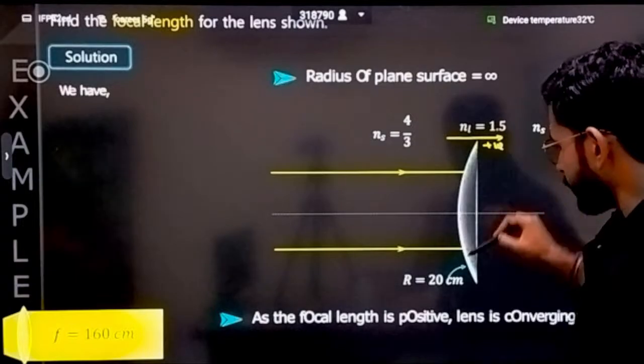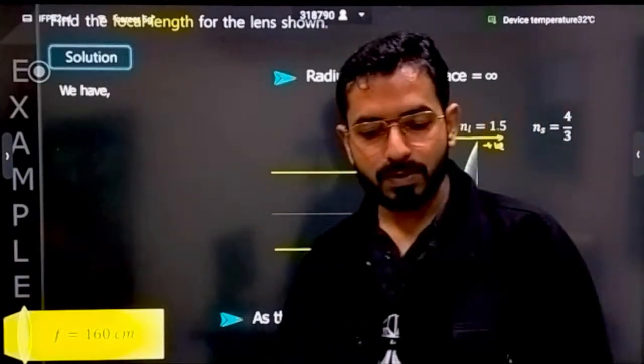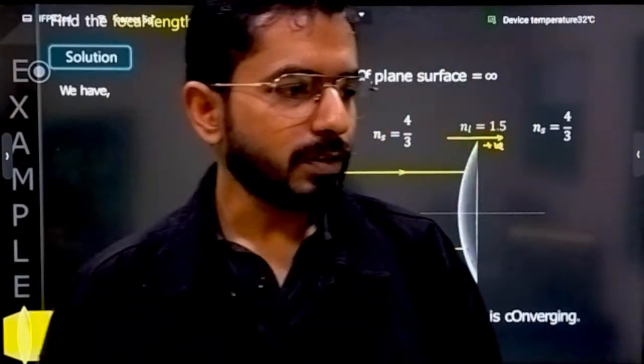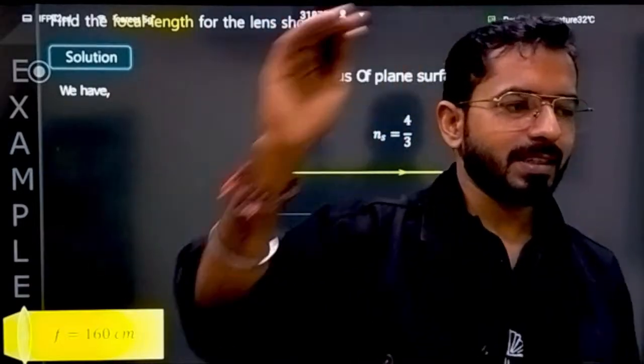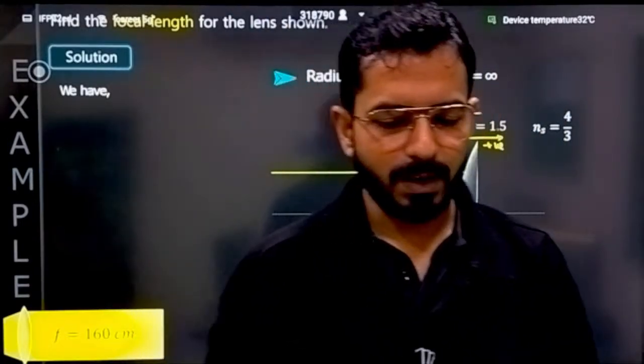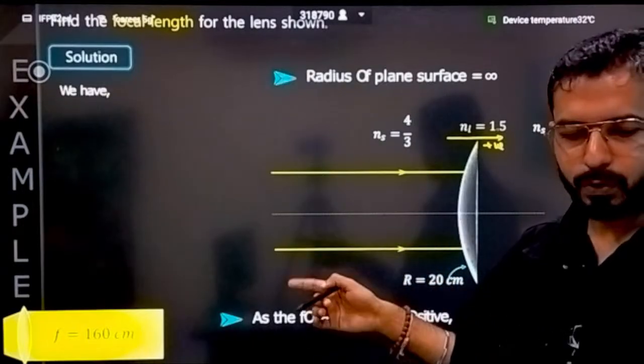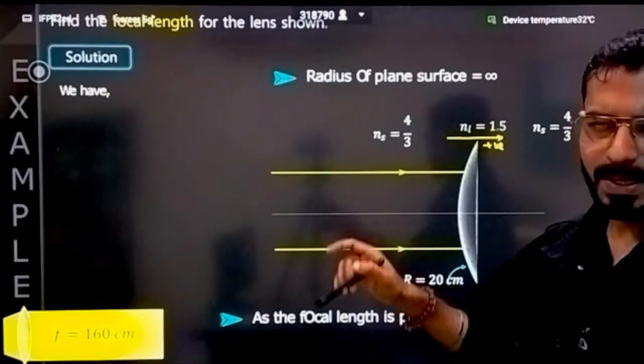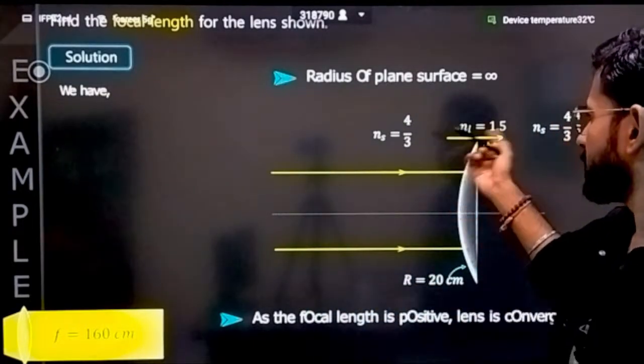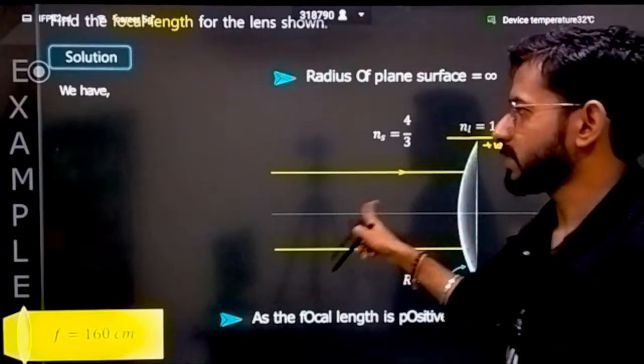But what about this plane surface? What is the radius of curvature of a plane surface? We take it as infinite, because we assume that at some infinite distance it is going to take a curve. That's why we define it as infinite. So just put the value R2 as infinite and you will have your answer. 1 by infinite will become 0, and the rest of the things, the surrounding and lens refractive indexes, are given.